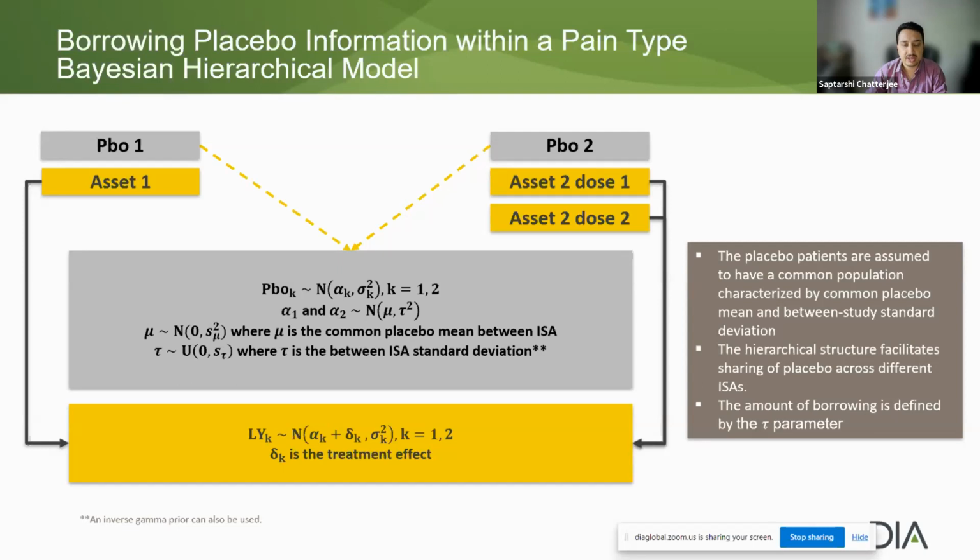So there is this grand distribution that controls how close alpha 1 and alpha 2 should be. The tau parameter actually controls that. This is the key parameter in the Bayesian hierarchical model, which can vary within a range and at the end dictates how much borrowing actually happens. For the other parts, we don't need to put any informative prior, so the only informative prior we have is on the mean placebo effect. For the LY arm, it's just the same alpha, but then there is a treatment effect. So this is the high-level construct of the Bayesian hierarchical borrowing.